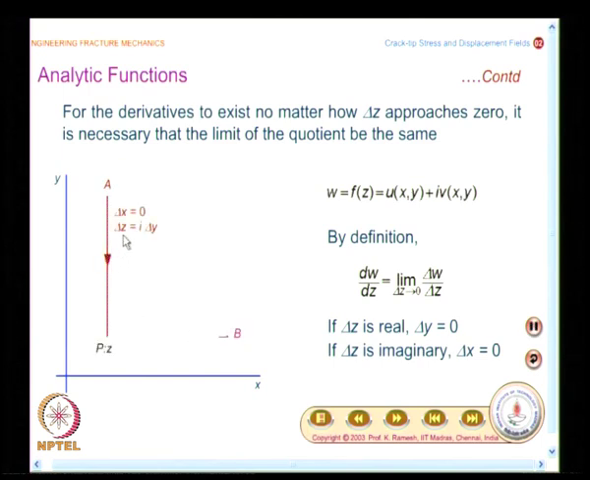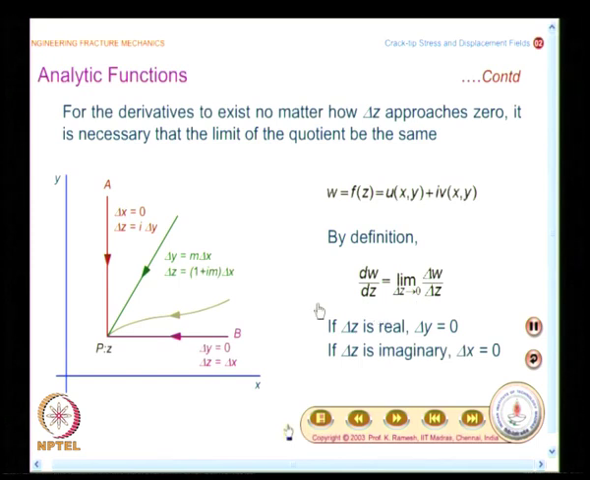When delta z is imaginary, you will proceed like this. When delta z is real, you will proceed like this, or it could be any generic path, either a straight line or a curve. In whichever way delta z tends to 0, I must have a unique value for delta w by delta z in the limit delta z tends to 0.